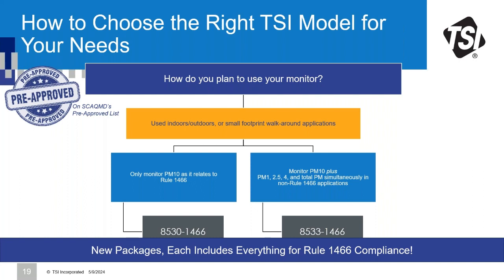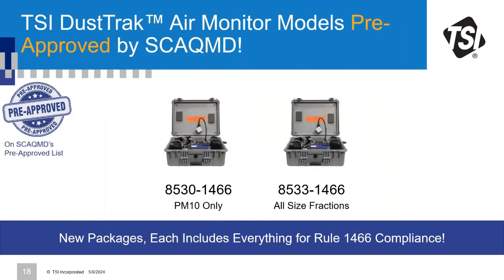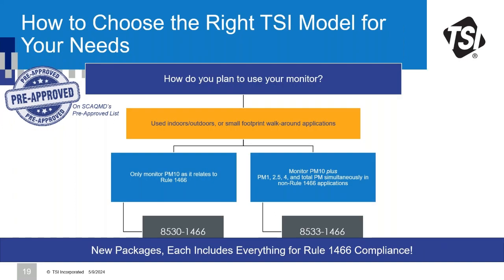If you do want to align with another rule at the same time, maybe there's another requirement to monitor for PM2.5 as well as PM10, you would go with the 8533-1466. Or let's say you want to also use this device for an indoor air quality study. The device can be removed from its enclosure, the Pelican case pictured here, and taken out and used for your indoor air quality studies. So you've got a little more flexibility with the 8533, and there is some added value.